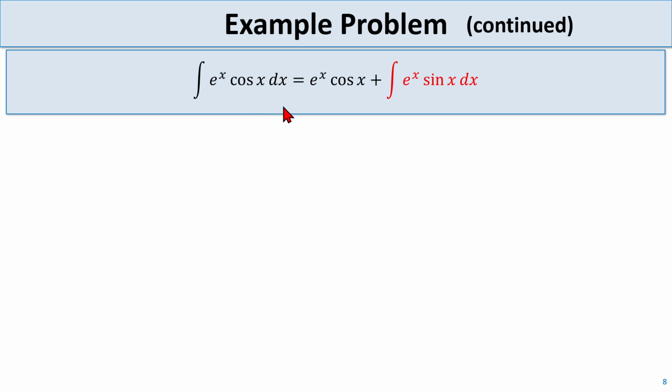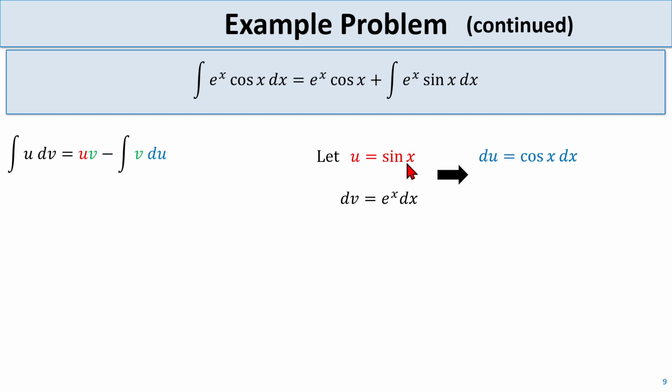So this is our current progress in the problem. We're focusing now on finding the integral of e to the x sine of x. And we're using integration by parts again. So here we again have a trig function. That is the first function type that appears on the ILATE list. So I'm going to let u be sine of x. That implies that dv must be e to the x times dx, same as it was in the last application of integration by parts.